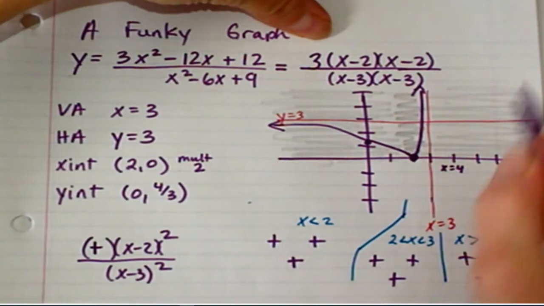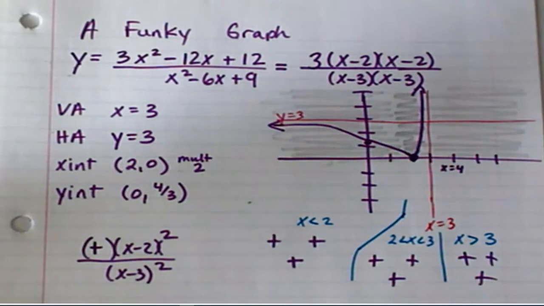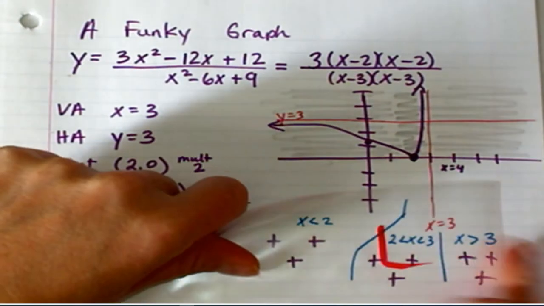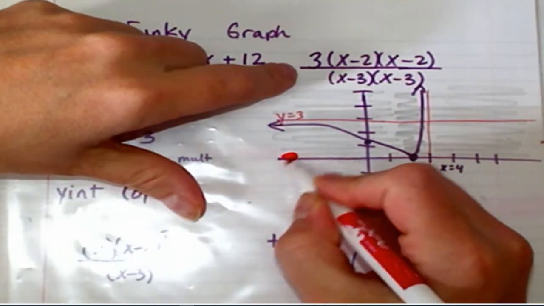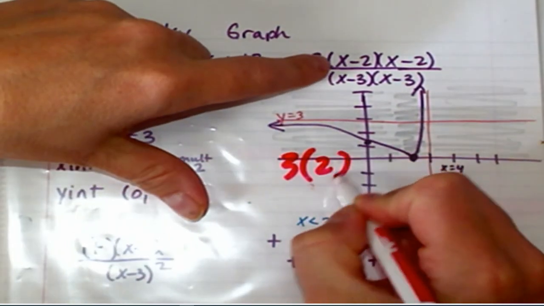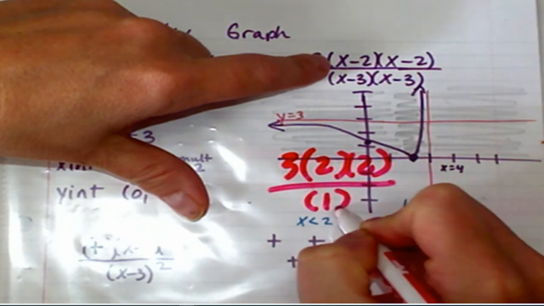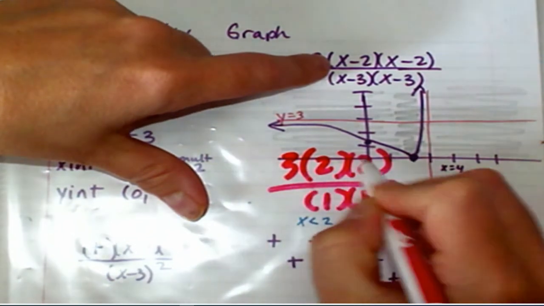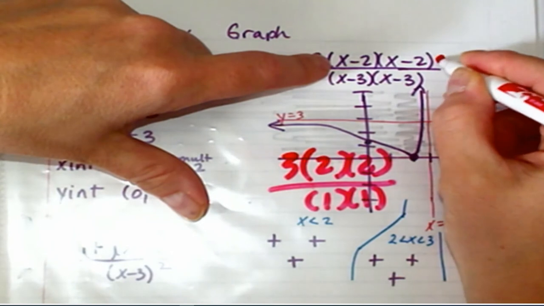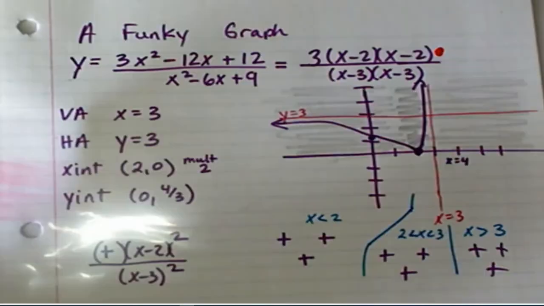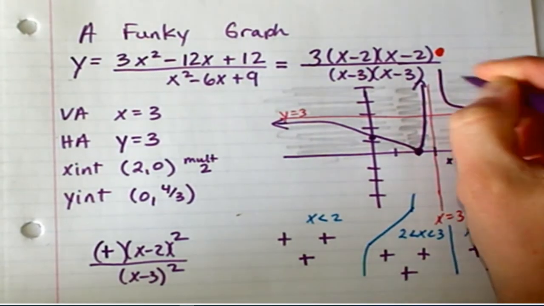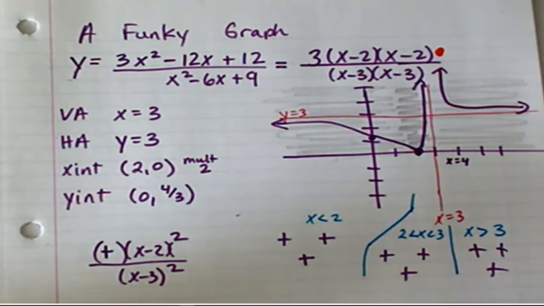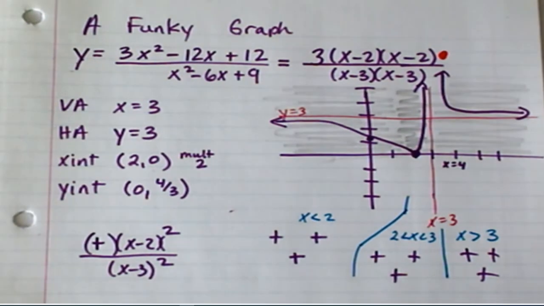So I get some scratch paper to help me with my point. Let's just try plugging in 4. We get 3 times 2 times 2 times 1 times 1. So that's 4, so we get 12. So it's way up here. That kind of helps me figure out that I'm just going to do this. If you want, you can plug in more points. It's up to you. Nice job. Look at that funky graph. It wasn't so bad.